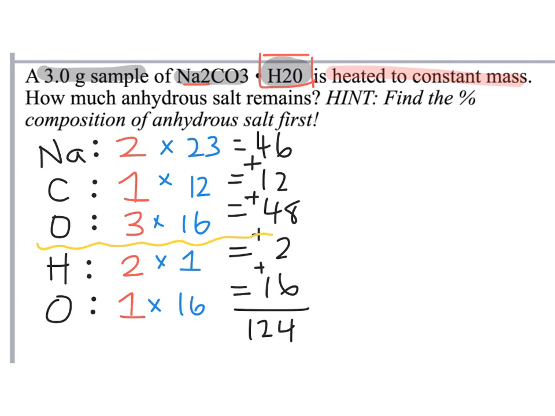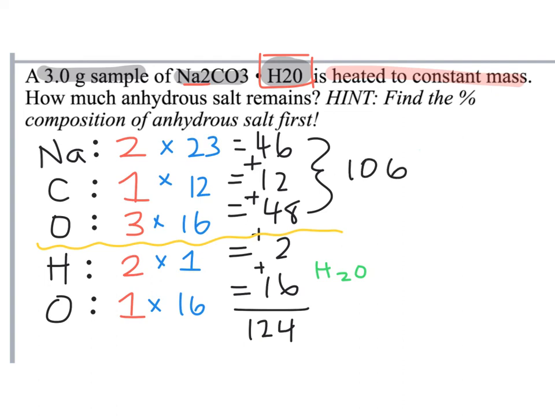Now that's the mass of the overall substance, and we're going to sort of divide this right here, because this part here is the H2O, and here, this is our anhydrous salt. So we can add up just this portion here on the top to find out what this particular mass is. So we're going to say 46 plus 12 plus 48 is equal to 106.